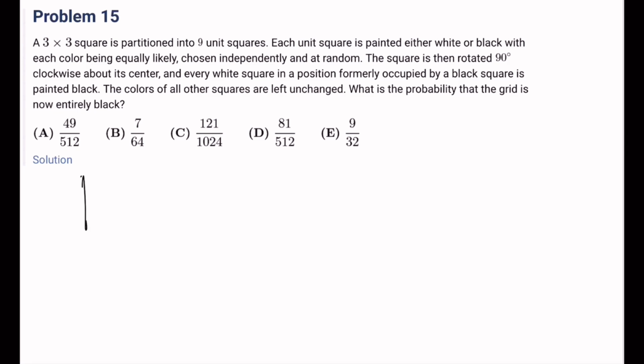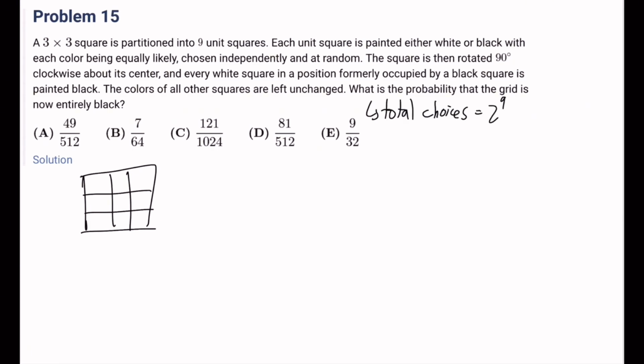Okay, so we can draw a 3 by 3 square like that, and it's partitioned into 9 unit squares. They are either painted white or black, so this means our total number of choices is going to be 2 to the 9th power, which is 512. And so this is rotated 90 degrees clockwise. So first of all, we have to notice that this middle part just stays constant however much it is rotated. So for the whole thing to be black, this must be black from the very start. So that must be black.